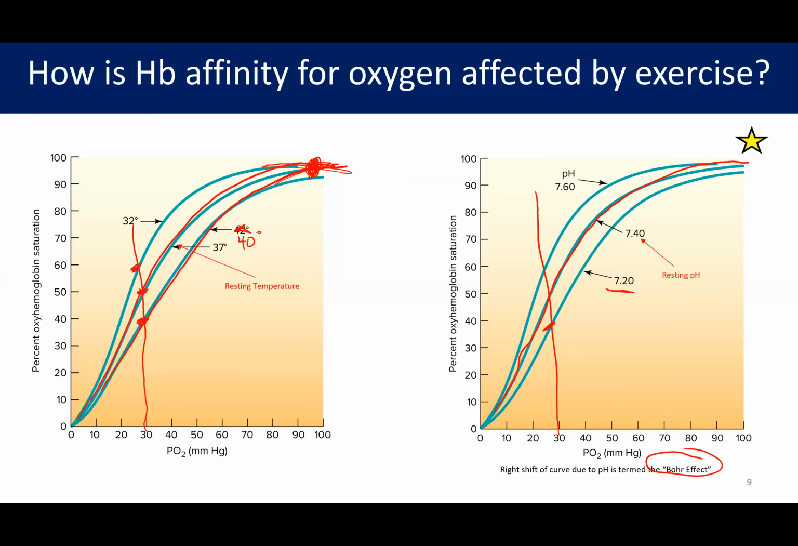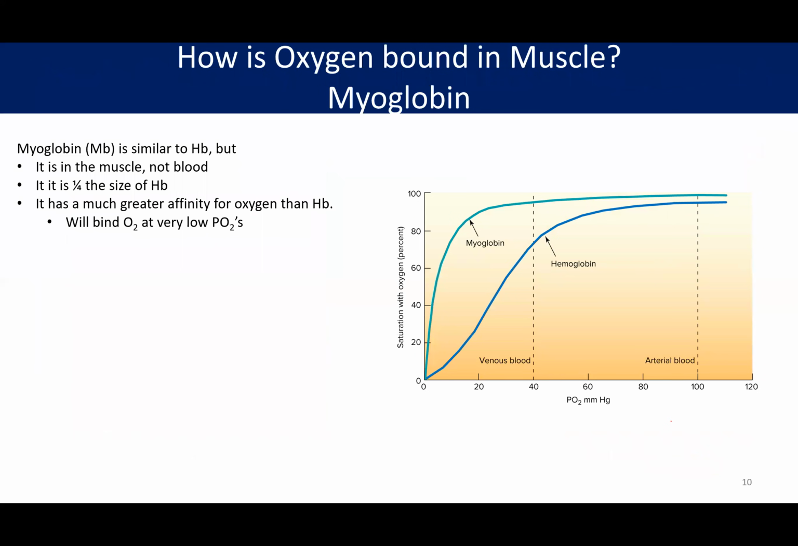But this shift to the right allows us to get oxygen off at the muscle and facilitates high VO2s. Now, also in the muscle, you have myoglobin. Myoglobin is kind of like a cousin of hemoglobin. It has a heme on it, but it has a much greater affinity for oxygen at low pressures.